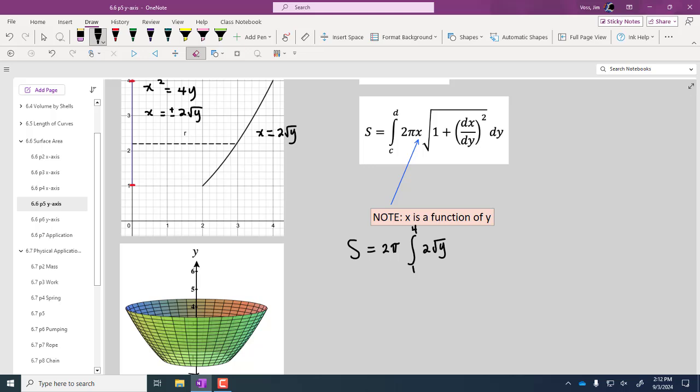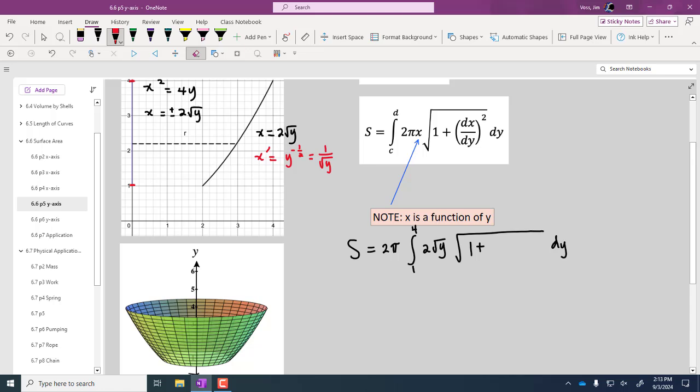And now we have our ds, so that's the square root of 1 plus the derivative squared. We need to find the derivative, so we're going to come right here to the function that we're using, the function that's measuring the distance to the axis of rotation. We take its derivative, so this is going to be y to the negative 1/2. Or if you wrote it simplified, you would write it 1 over the square root of y.